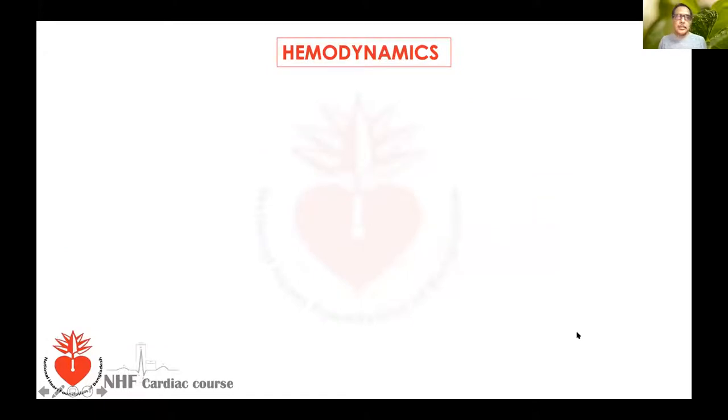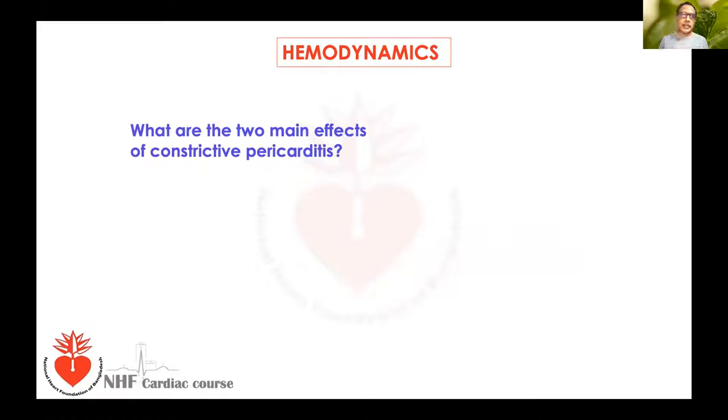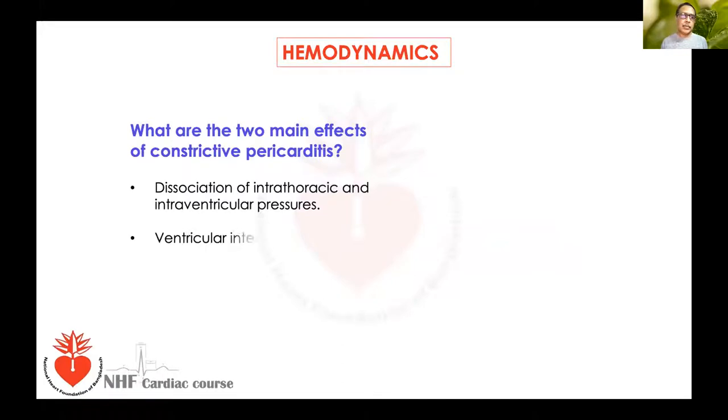So, hemodynamics. This is the most complicated and most important part of this talk, and I will be taking more time on this topic. It's quite boring, but I think you will bear with me. First of all, what are the two main effects of constrictive pericarditis? Number one, dissociation of intrathoracic and intraventricular pressure. That is, the intrathoracic pressure is not transmitted to the ventricles. And number two, there is ventricular interdependence. That is, the left ventricle and right ventricle are dependent on each other. These two factors govern all other hemodynamic features.